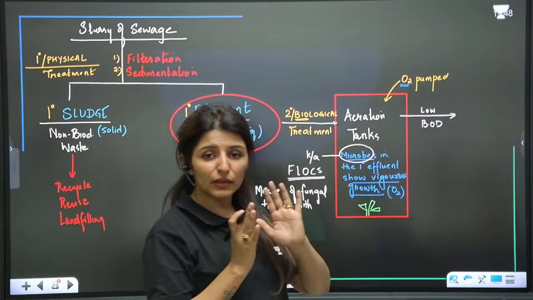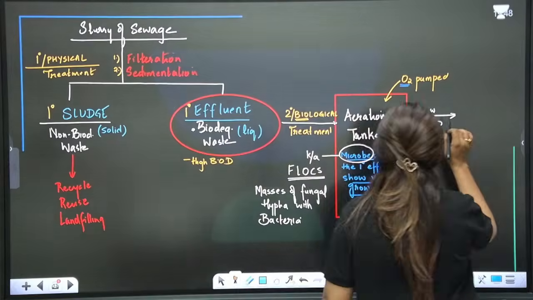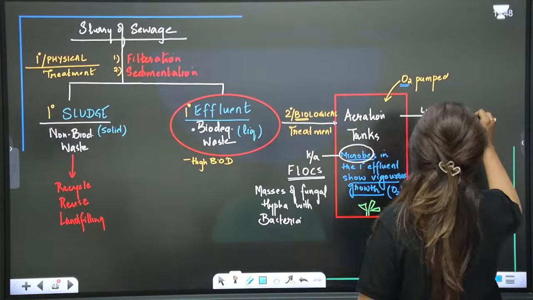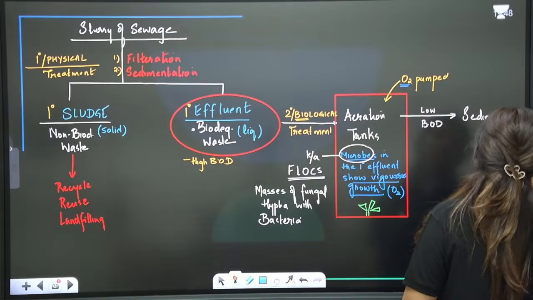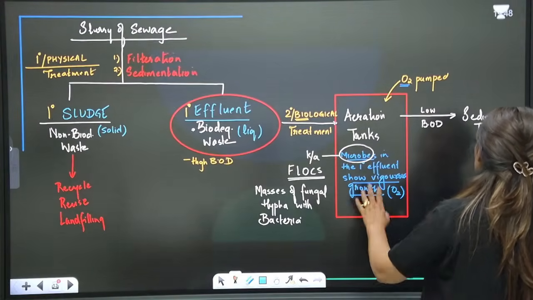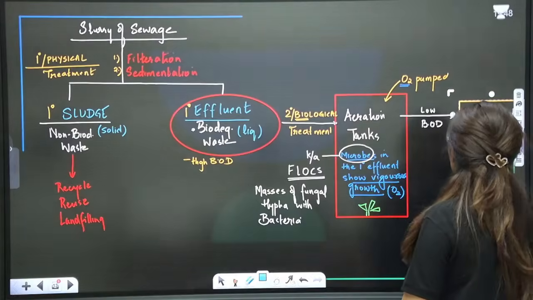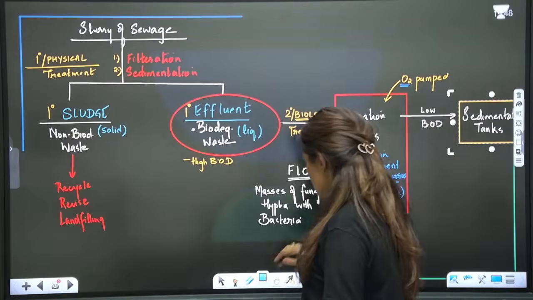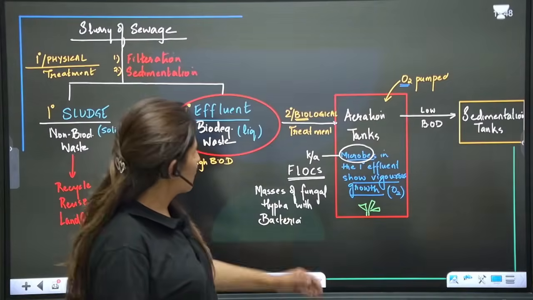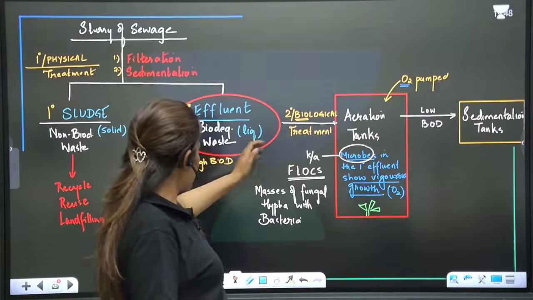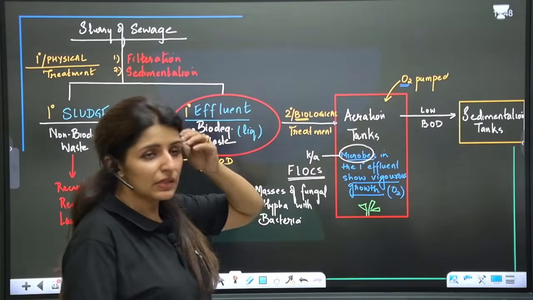Are these points clear to all? Yes or no? So it has low BOD and now it is sent to the sedimentation tanks. See, my objective has been reached. My objective has been fulfilled here. So the main point is this aeration tank. Before passing into the aeration tank, high BOD. After that, low BOD. Are we clear with this point?